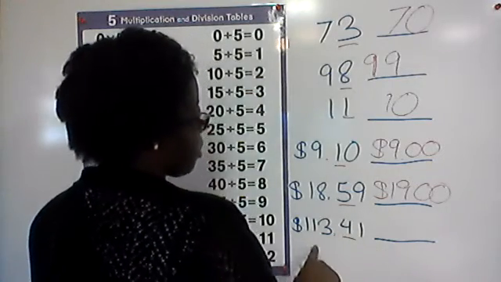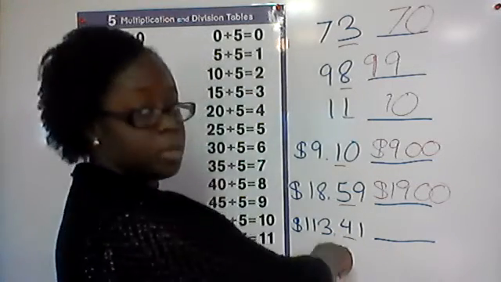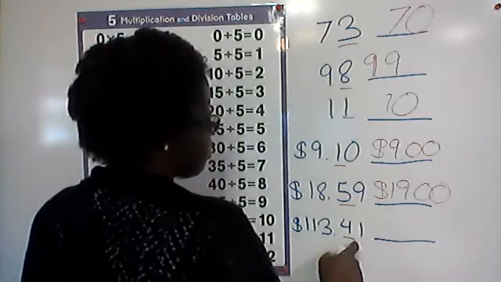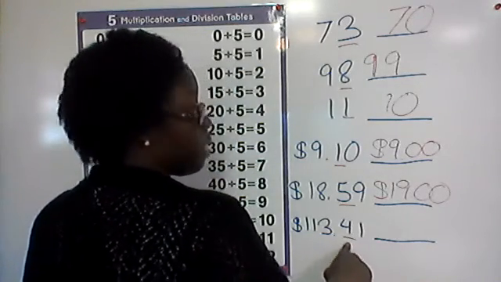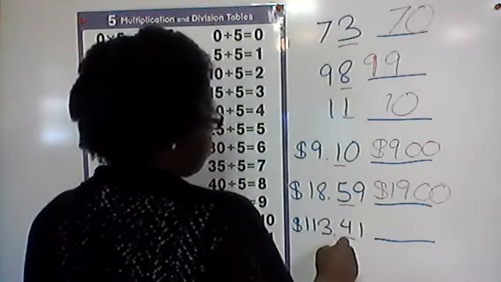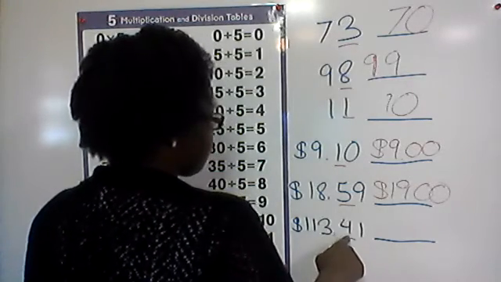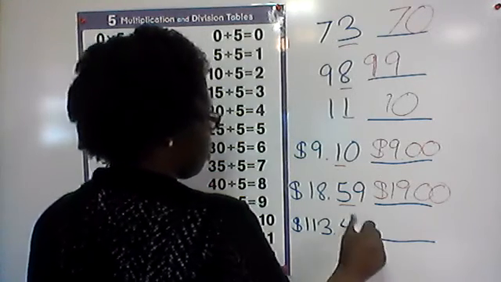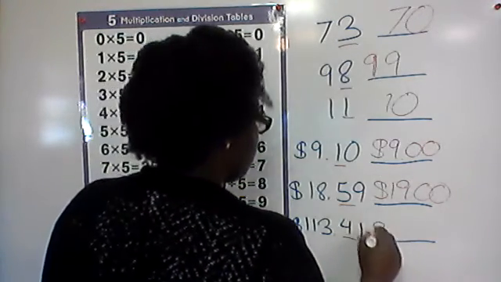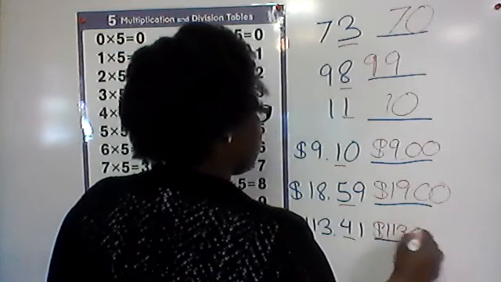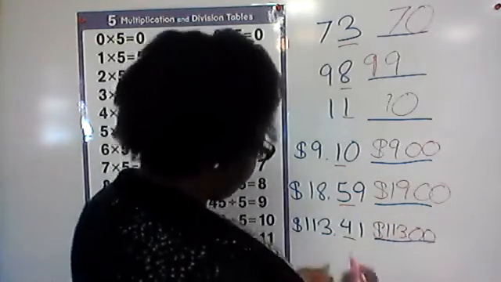The next one, $113.41. Don't let this big number scare you. It always works the same. When we're just looking at the dimes, we're going to round it up to the nearest dollar if it's 5 or up, and round it down to the nearest dollar if it's 4 and down. So looking at the dimes place, it's number 4, so we're rounding down to $113. Get those zeros to hold our spots.